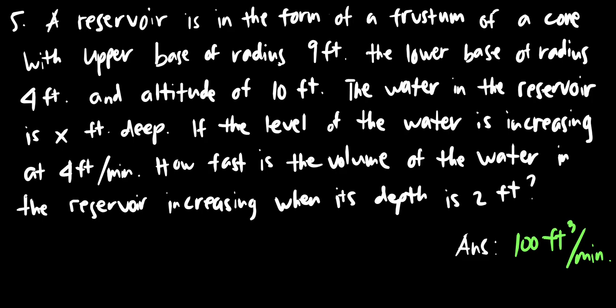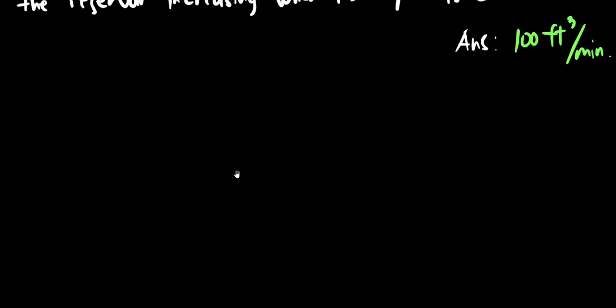Number 5, a reservoir is in the form of a frustum of a cone with the upper base of radius 9 feet and the lower base of radius 4 feet and the altitude of 10 feet. So we'll draw a frustum of a cone. So the upper radius is 9 feet.